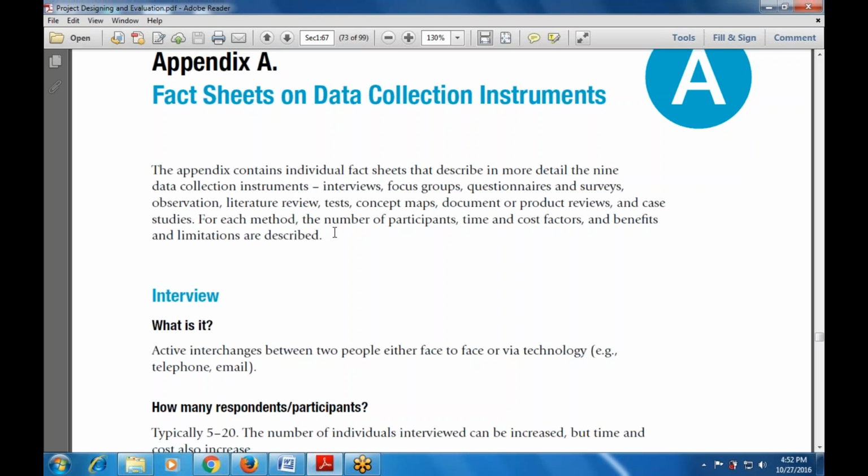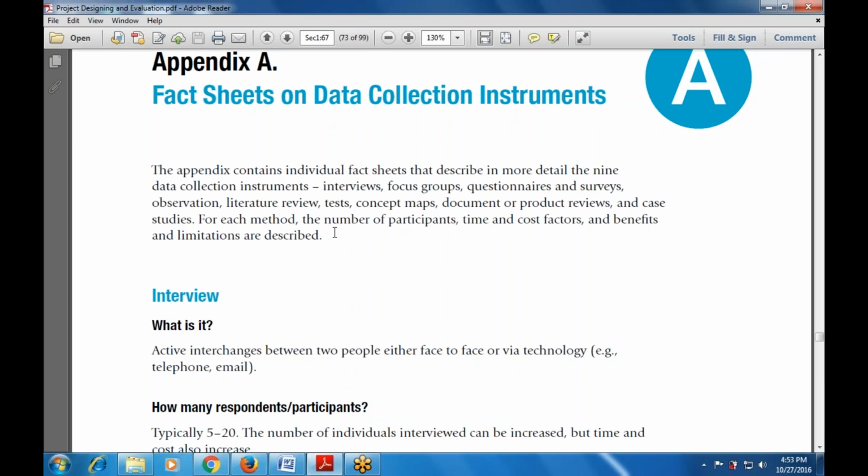Then we have studied interviews, focus group, questionnaire, survey, literature review. These 9 data gathering tools we have discussed, with the benefits, the persons required, and the limitations. So these are the various data collection instruments that are used.